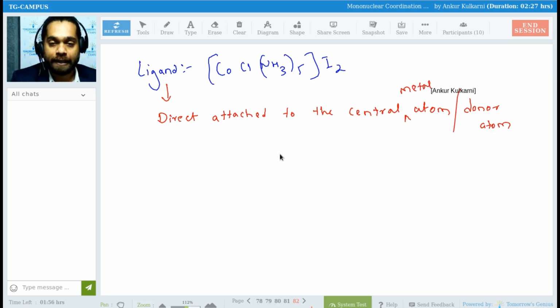These are your ligands. Is it clear, everyone? So we have a metal, and we have a ligand. The ligand donates its lone pair of electrons to the central metal to form a bond, and that is a ligand. Clear, everyone? Come on, give me yes or no in the chat box, and then go ahead.